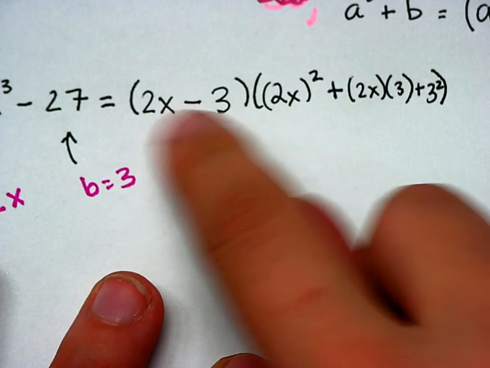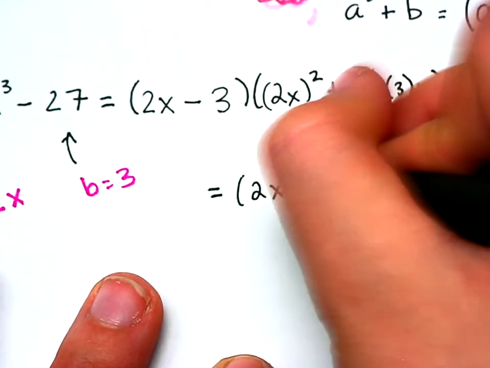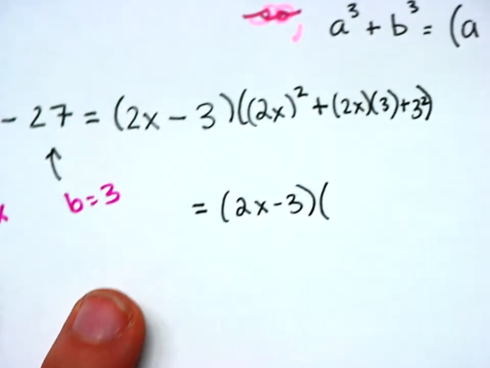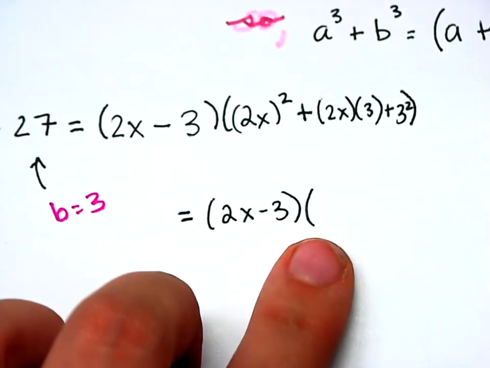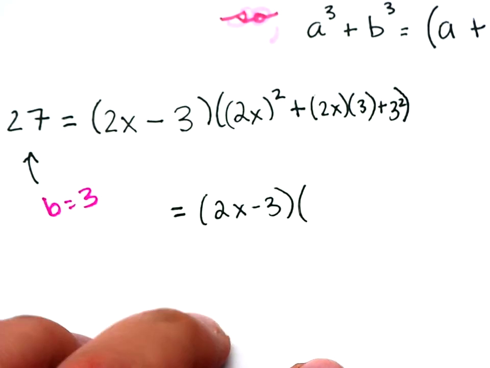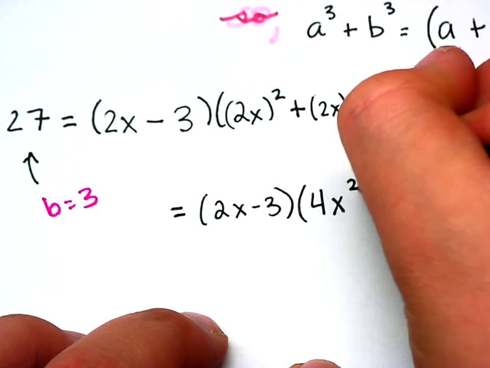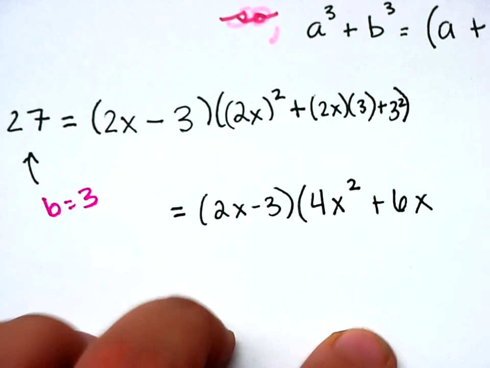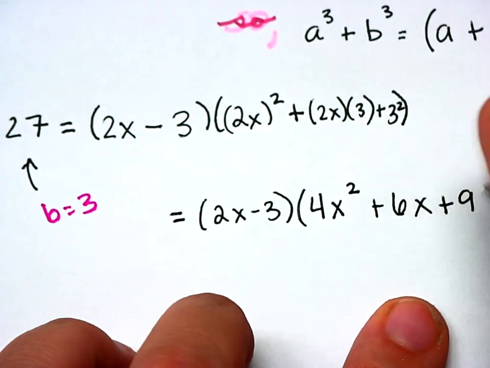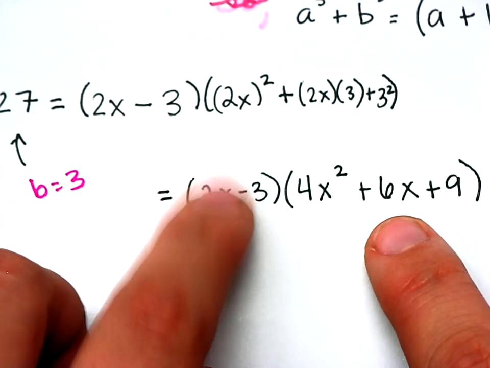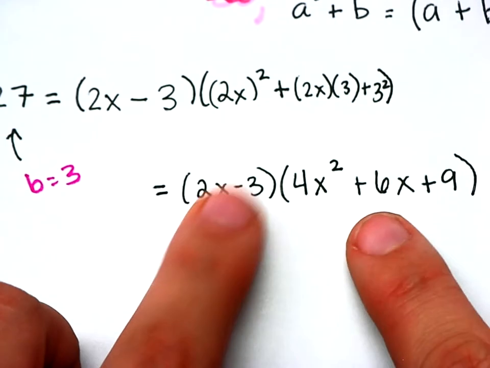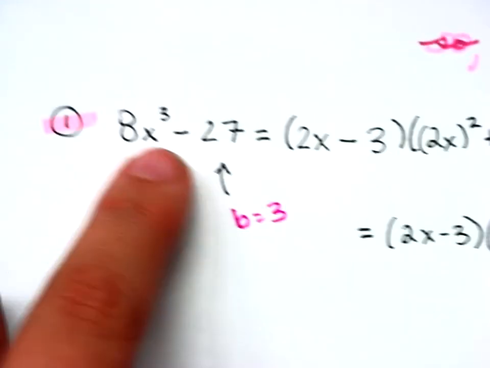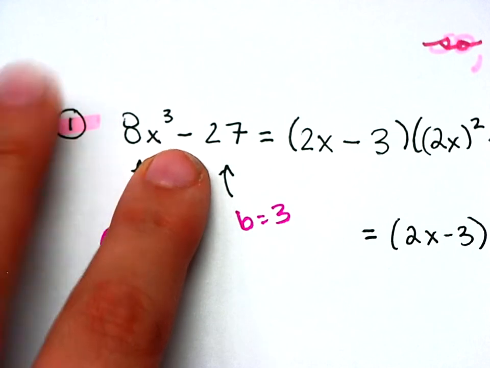Okay, so this one we're just going to keep the same, 2x minus 3, and then I'm just going to multiply here and here so that I have a value. So 2x squared, that's going to be 4x squared. Then I'm going to multiply these, that's a 6x, and then 3 squared is just 9, like that. So I have factored this binomial into these two factors. This one is one, this one is another. If I were to multiply these together, I would get back to this original binomial right here. So this is your answer.